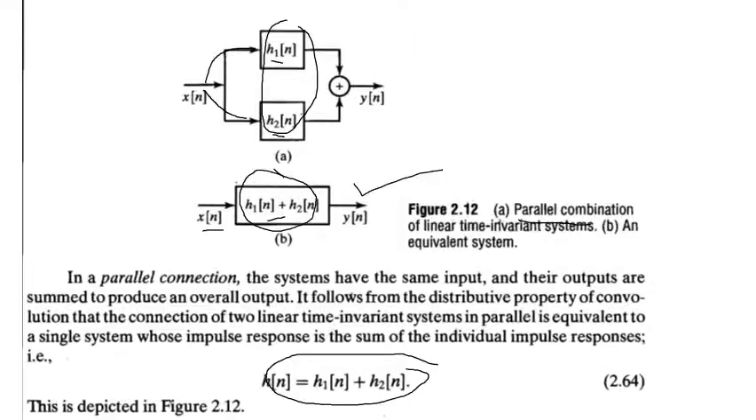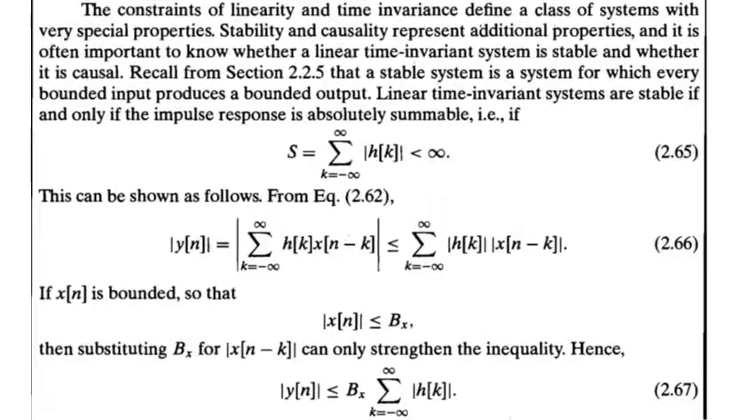Let's move on to the next slide. In addition to the distributive property and the commutative property, I forgot to mention that cascade is basically associative. There are a number of other properties as well. The other property of a linear and time invariant system is whether the system is stable or not. If the system is stable, the impulse response, h of k or h of n, must be absolutely summable.